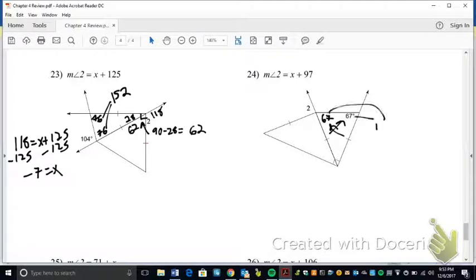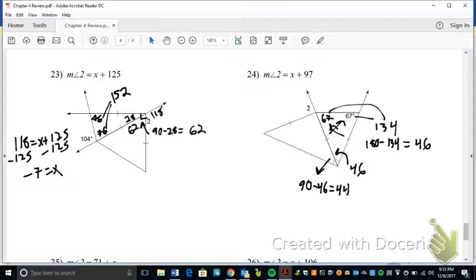We're going to find the vertex angle there by going 180 minus 134. And that gives us 46. So we know that those two angles together are 90, so that's going to be 90 minus 46, or 44. That gives us two base angles of 44.